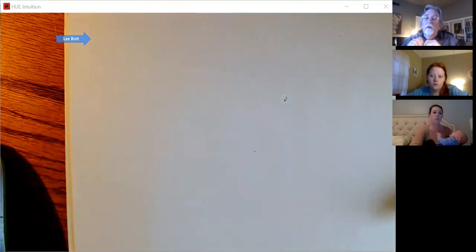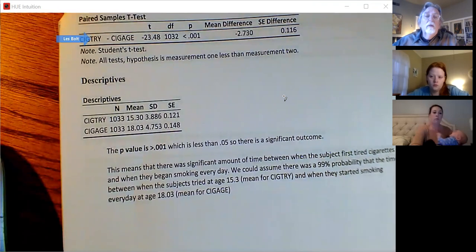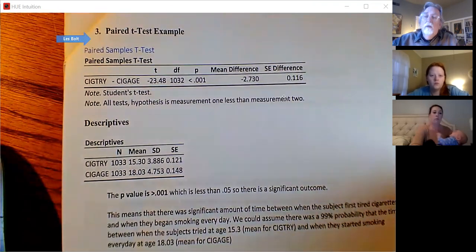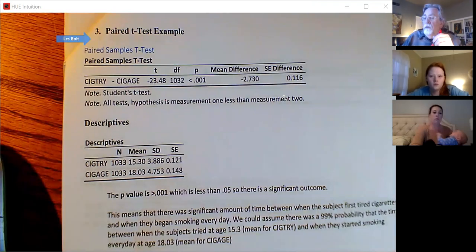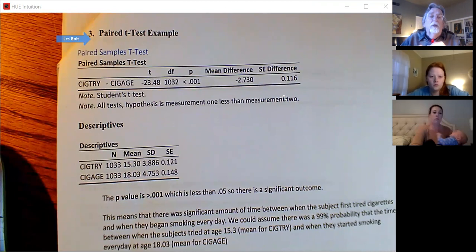The third question, which was once again one of the errors on the previous answer sheet I had up, asked if there was a significant difference between the age at which people tried smoking and the age at which they actually began smoking regularly.